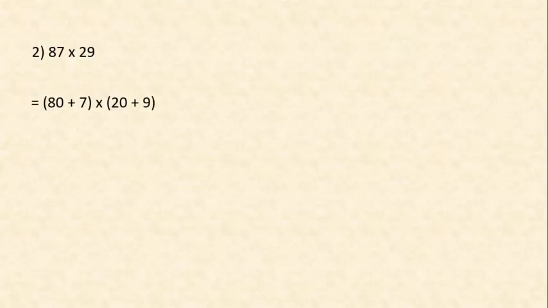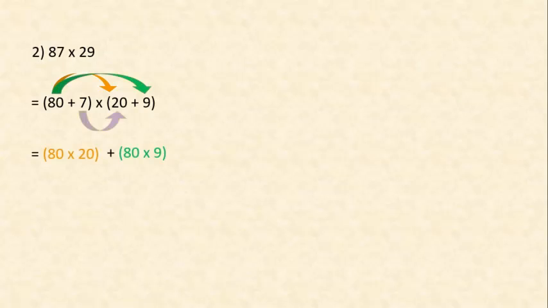Number 2. 87 times 29. 80 plus 7 times 20 plus 9. Remember, our first step is to say 80 times 20 and place it in its brackets. 80 times 9, 7 times 20, and 7 times 9. To find those answers, we times what's inside the brackets.